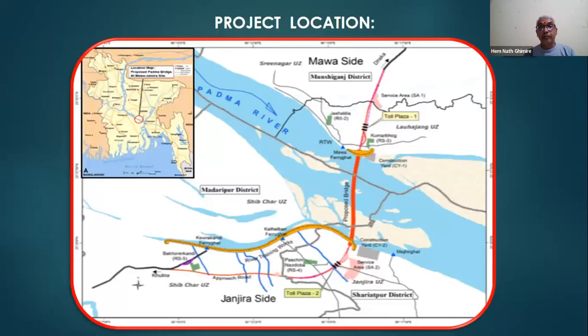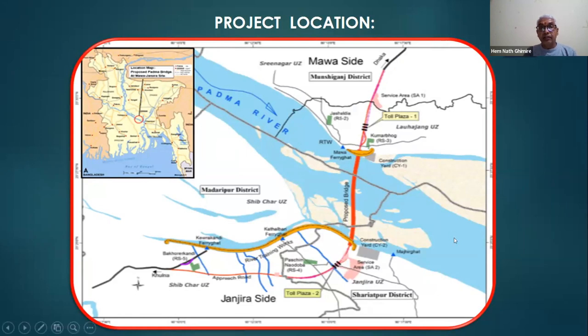location of the bridge. This bridge is located around 45 kilometers southwest of Dhaka, the capital city of Bangladesh. This is over the Padma River, a bridge around 6.15 kilometers long.